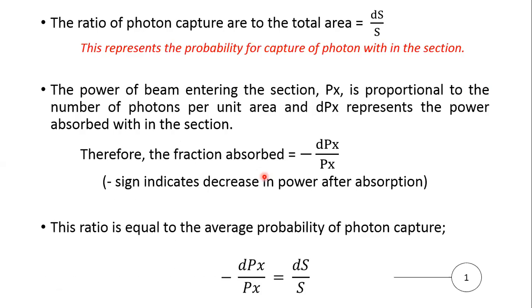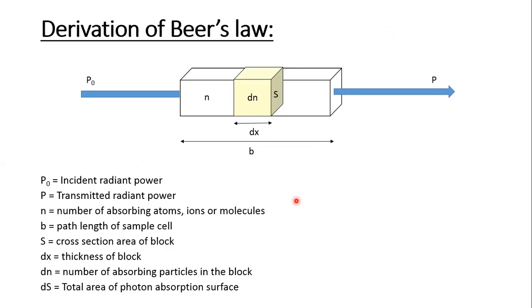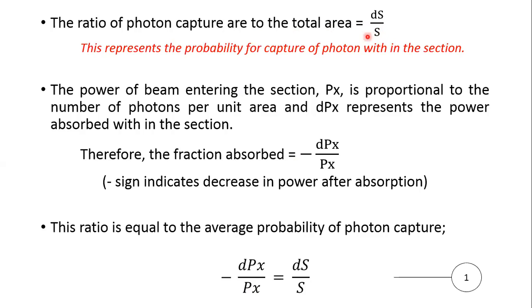In this relation, the ratio of photon capture area to the total area is dS upon S. dS is the total area of the photon absorption surface, whereas S is the total area of this particular block. So this ratio, dS upon S, represents the probability of capture of a photon within this small section.